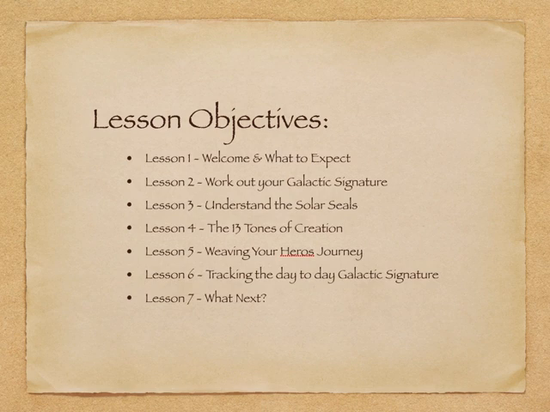Lesson 5 is called Weaving Your Hero's Journey. It will be all about how you can use your new understanding of the 20 solar seals, along with your understanding of the 13 tones of creation, and apply them to your own personal galactic Mayan signature in order to create a kind of story, a fairy tale, for what is your personal hero's journey in this lifetime. What is your archetype and the way that you are designed to best contribute towards your surroundings and your environment, and the adventure that you're here to have.